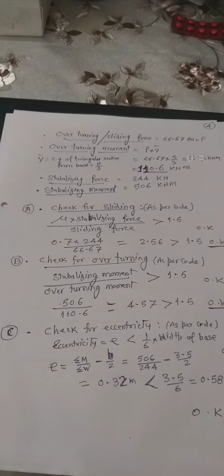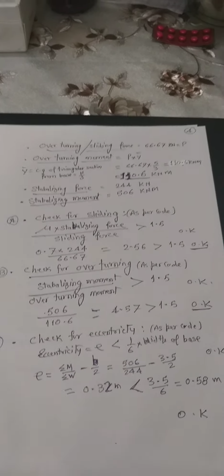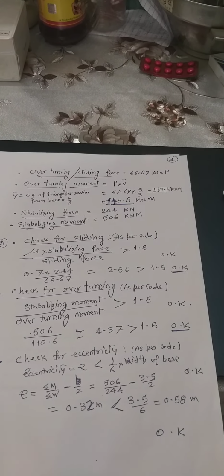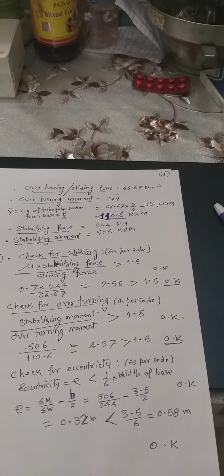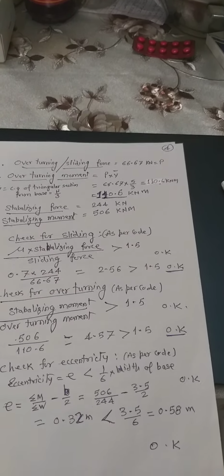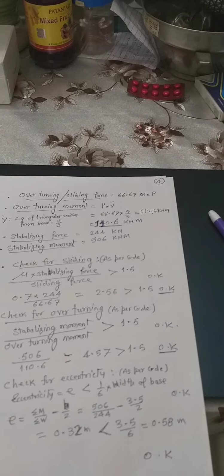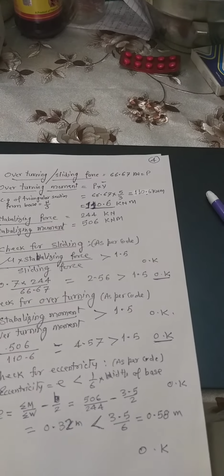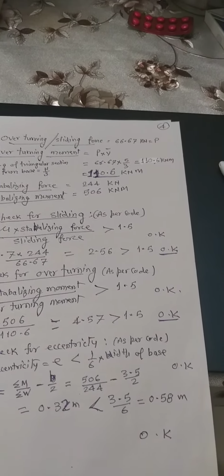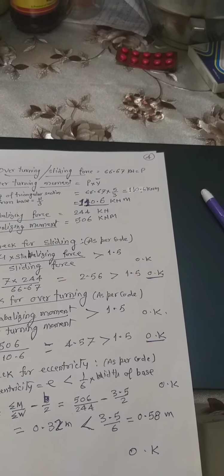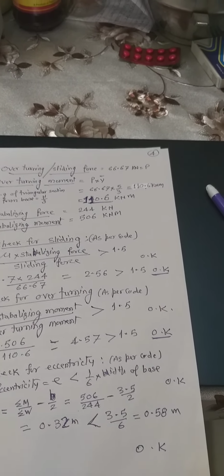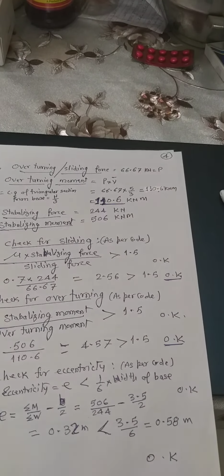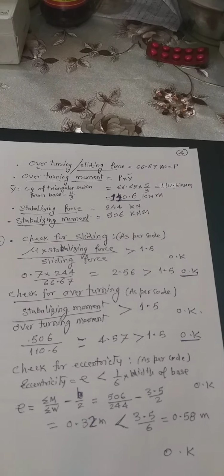Now we will go for the third check, that is check for eccentricity. Eccentricity can be calculated by using the formula sigma M upon sigma W minus B by 2. And the code says under any circumstances this eccentricity should always be less than 1/6 of the width of the base. Then we can say yes, our design is okay.